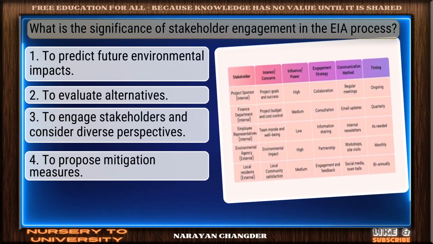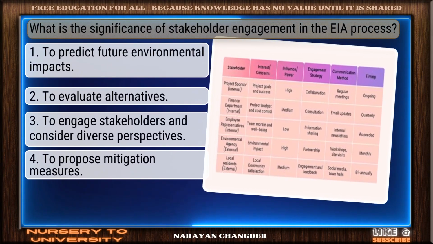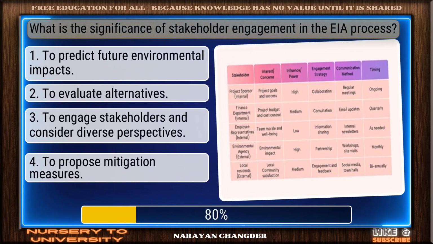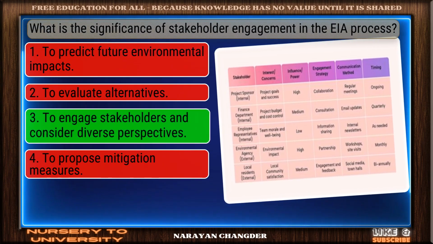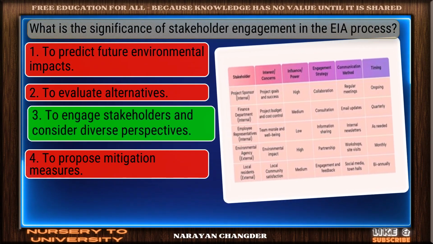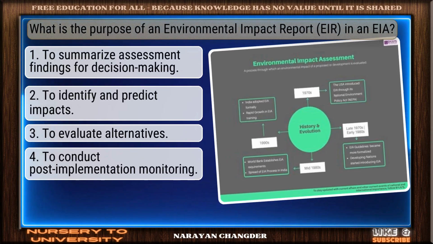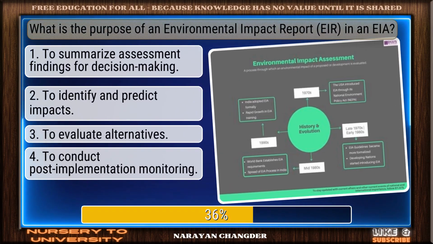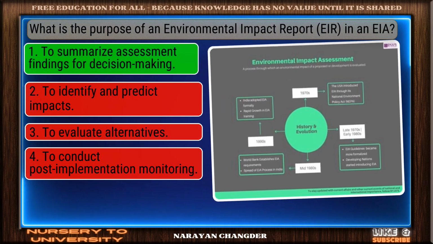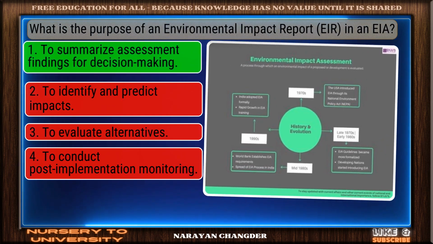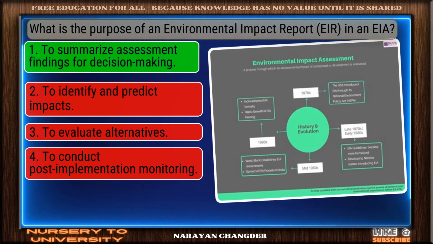What is the significance of stakeholder engagement in the EA process? Good thinking. To engage stakeholders and consider diverse perspectives is the right answer. What is the purpose of an environmental impact report in an EA? Perfect. To summarize assessment findings for decision-making is the correct choice.